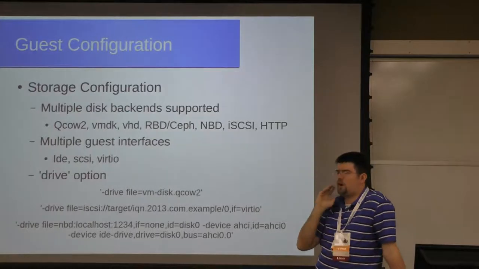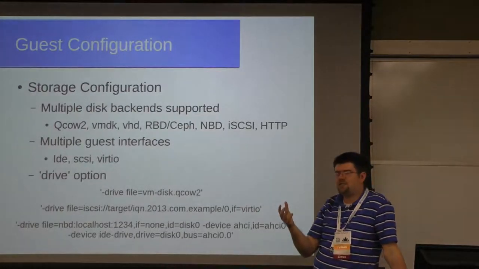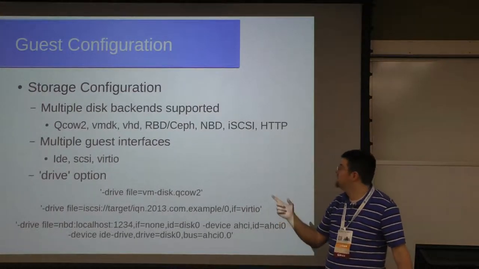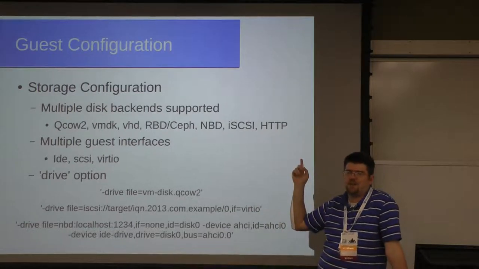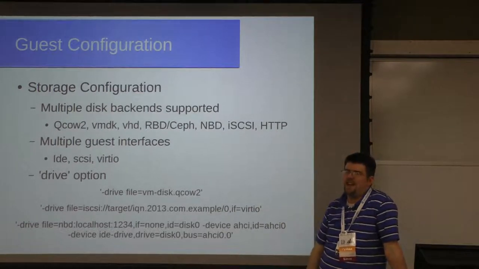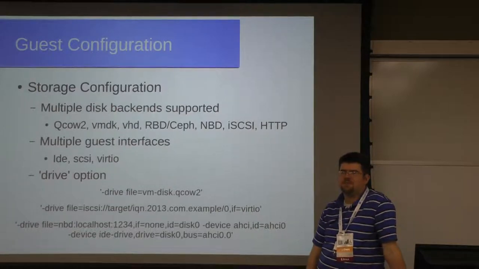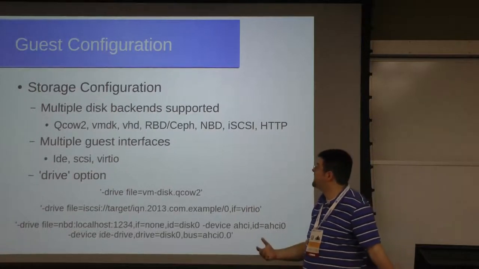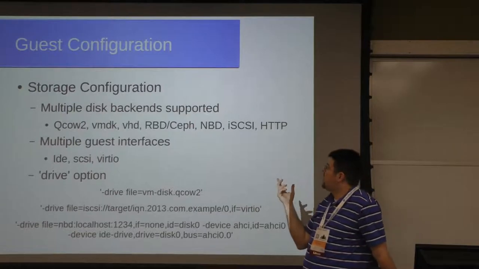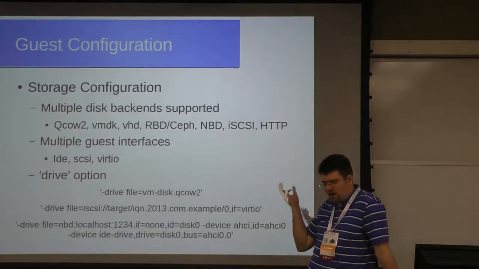I stopped downloading ISOs for distros that I try. And instead, when I launch a new VM, I'll just tell it to use the URL for the ISO as the CD drive. And it uses libcurl underneath and will just stream the bits that it needs down on the fly. So it's kind of cool. I like it. There are others that I don't have on here as well.